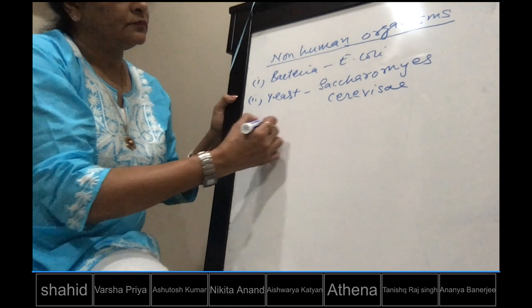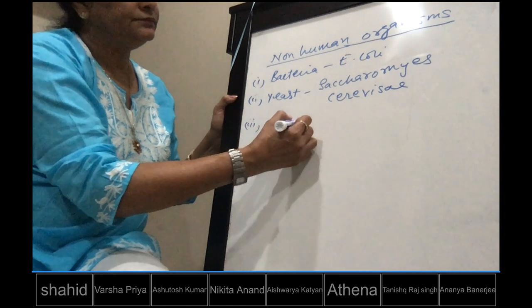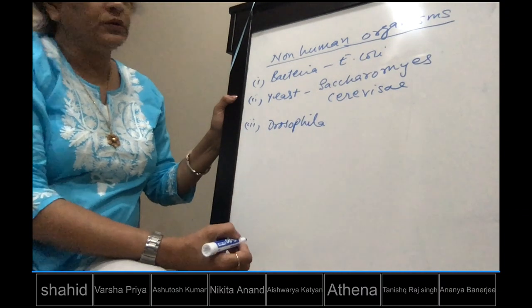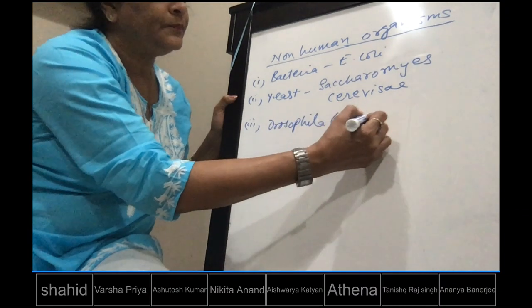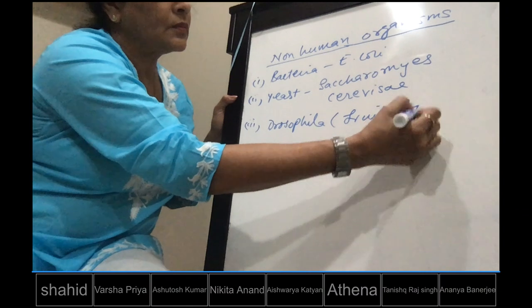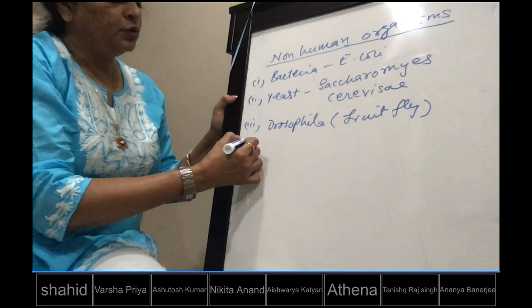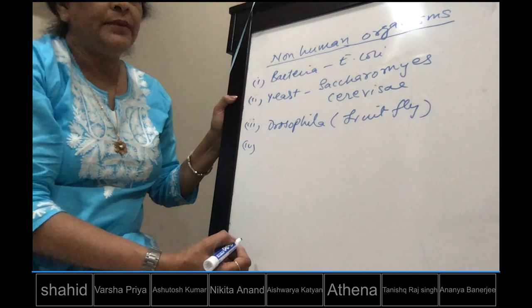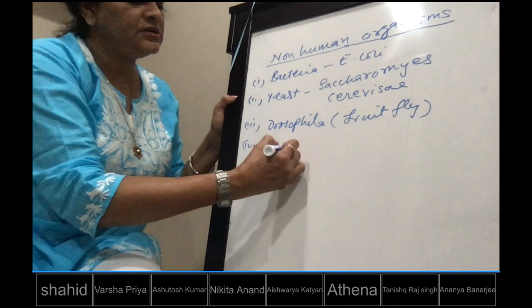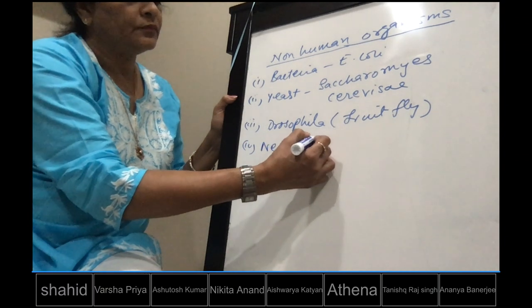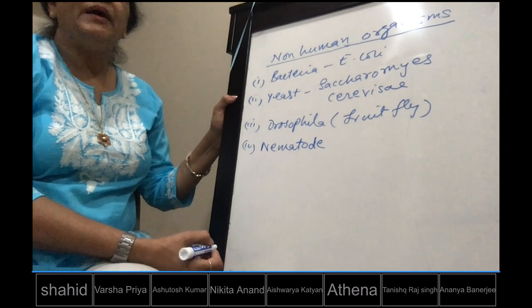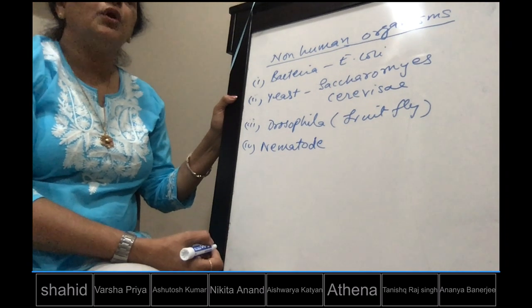Third, Drosophila, Drosophila melanogaster, which is fruit fly. Fourth, a non-pathogenic nematode, which is roundworm. Non-pathogenic means not causing disease.